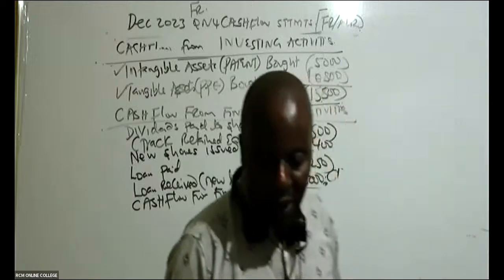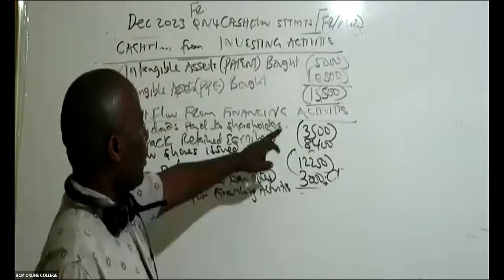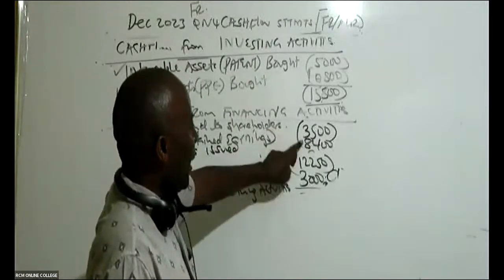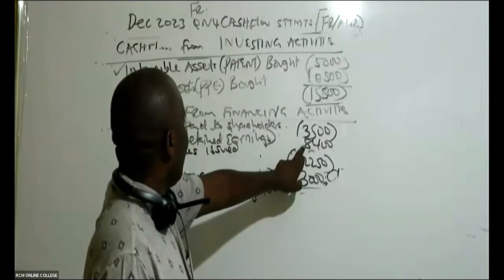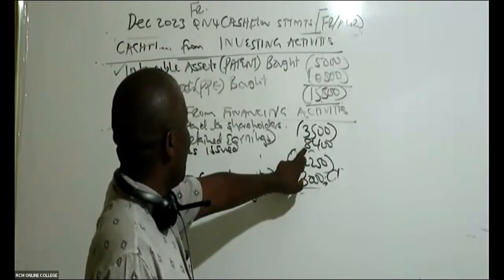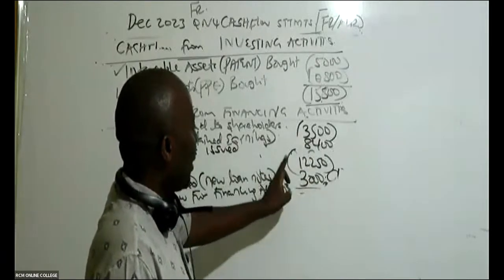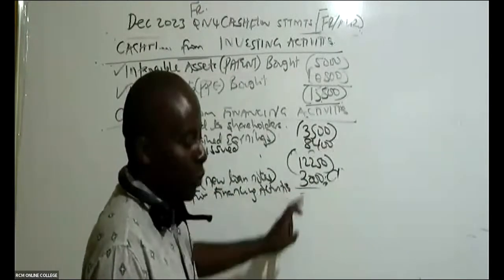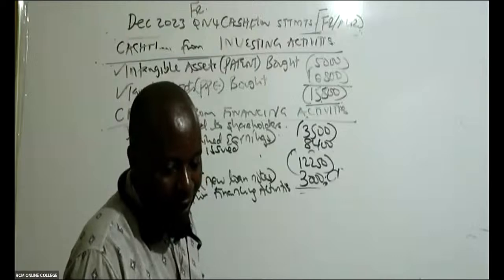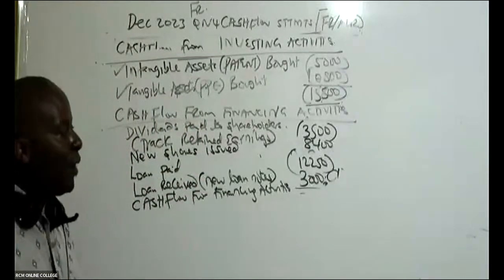How much do we have in total there? 21,150 negative. So remember, this is 3,500 negative plus 8,400. Remember, this is positive. 8,400, we issued new shares. So we received this money, minus 12,250 because the loan was paid, and then we received 3,000. So you add 3,000. Yes. So now, Chogo, please work it out very fast.